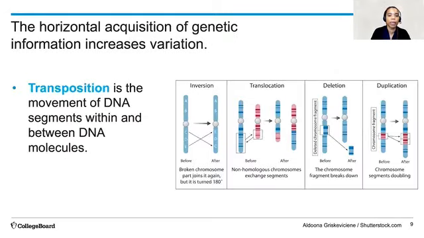The horizontal acquisition of genetic information increases variation, and transposition is the movement of DNA segments within and between DNA molecules. This can happen in many different ways. You can see that pieces can be moved from one chromosome to another, or deleted or duplicated, or inverted.